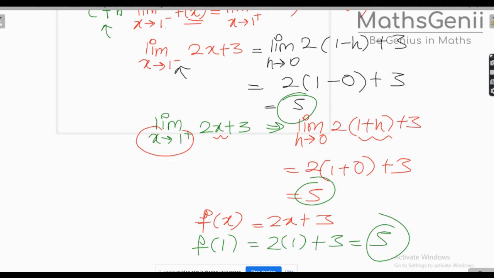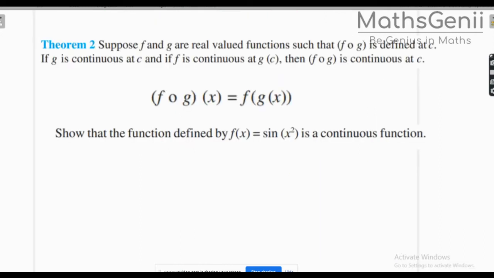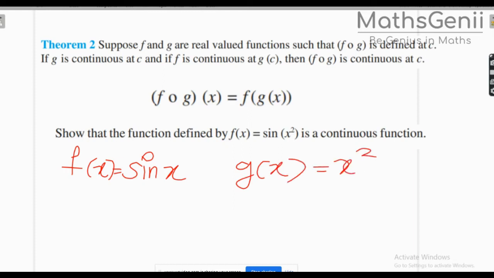Now let me show you an interesting theorem that the chapter continuity has. It's called fog. Now don't get overwhelmed with the term. It's a very simple theorem. Fog, what is fog? f is one function and g is a different function. So let's understand with an example. Say you have one function f of x as sin x, and you have another function g of x called x square.